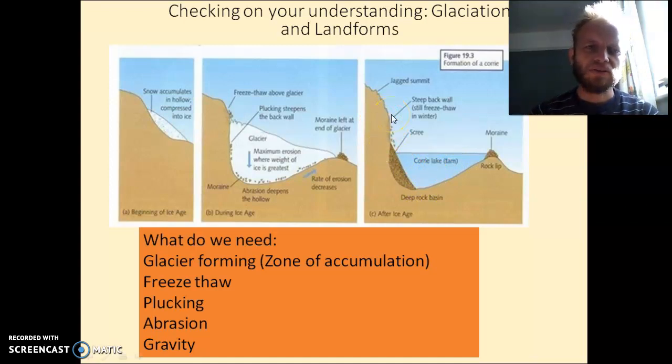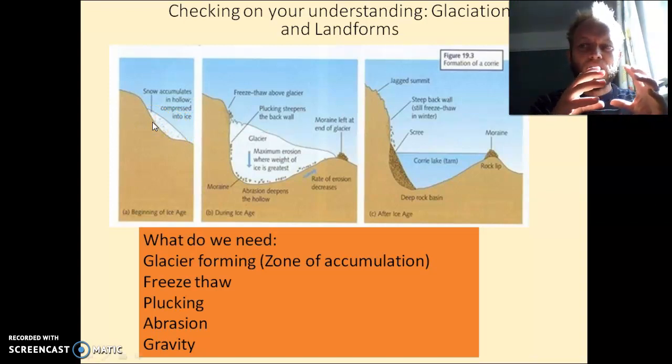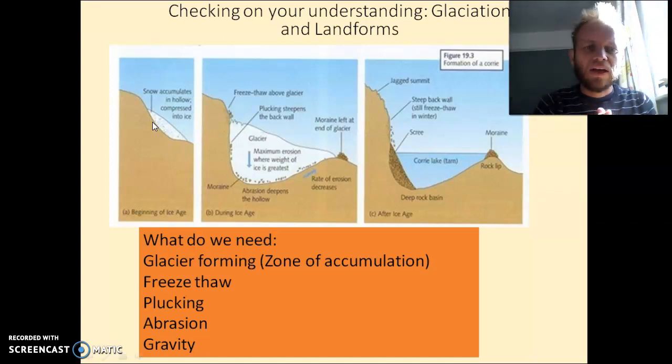But how do we get those glaciers in the first place? Well, snow first accumulates, so it gathers in a hollow, and over time, as it gathers, more and more snow sort of compresses. So if you think about when you get a snowball and you squash it together, it turns into ice. Okay, and ice has much more erosive power than snow.